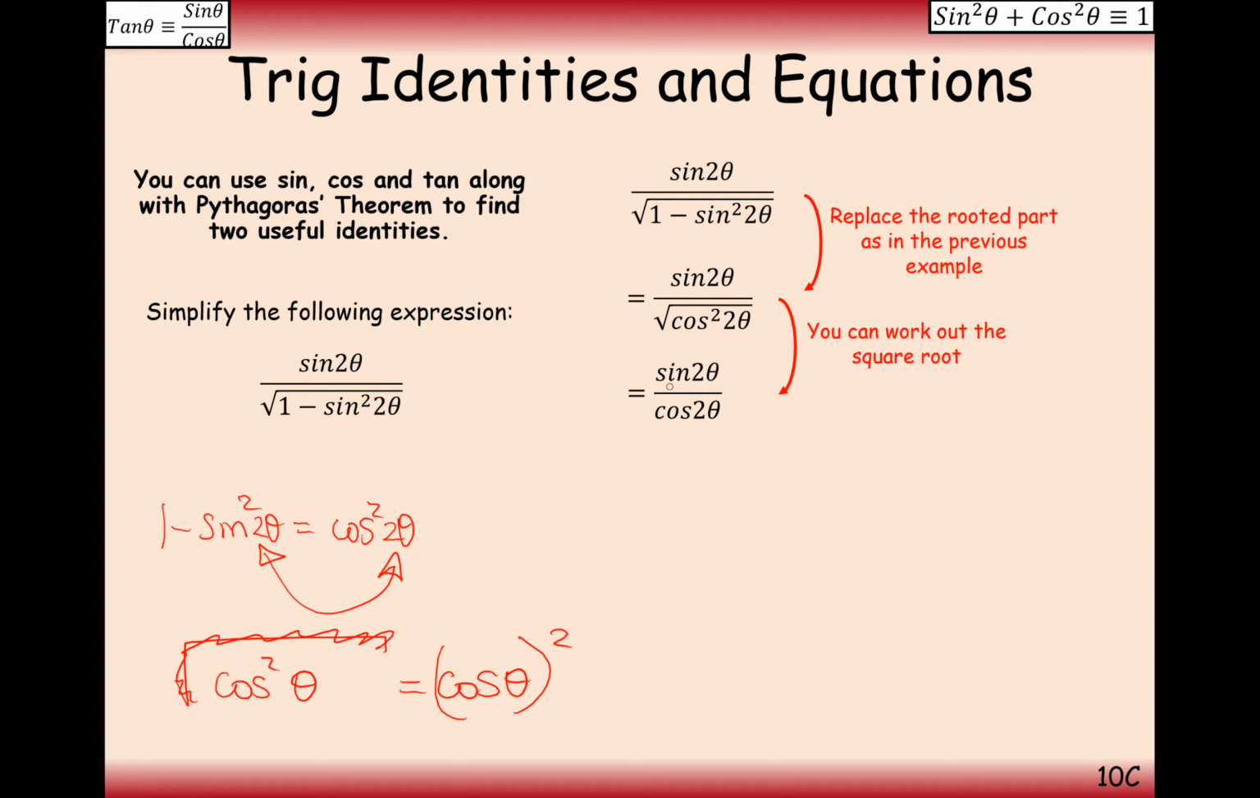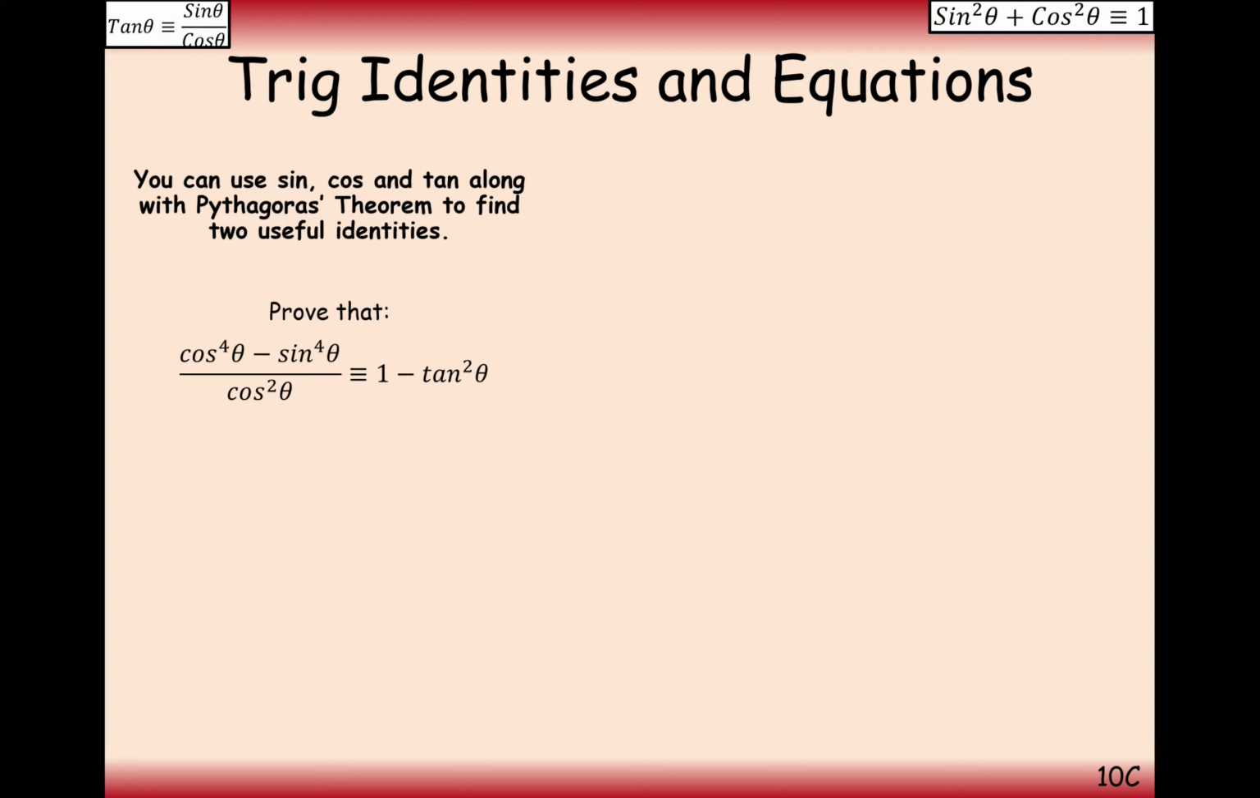Okay, we haven't quite finished this yet. We've still got sine 2 theta over cos 2 theta, and now we can use the first identity that we worked with at the start of this video. Sine over cos is tan, and because it's a 2 theta, the tan is also going to need a 2 theta as well. So make sure your thetas always match up with each other.